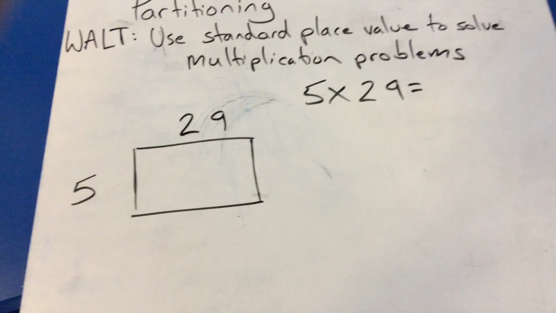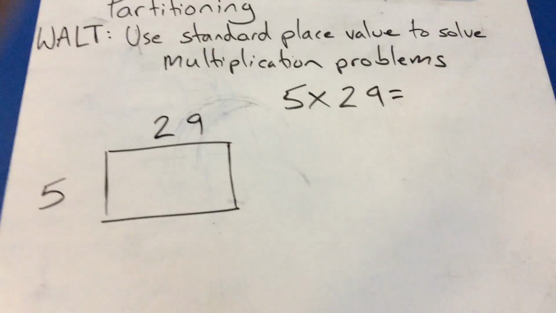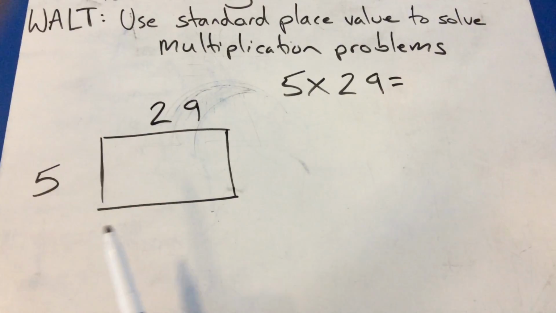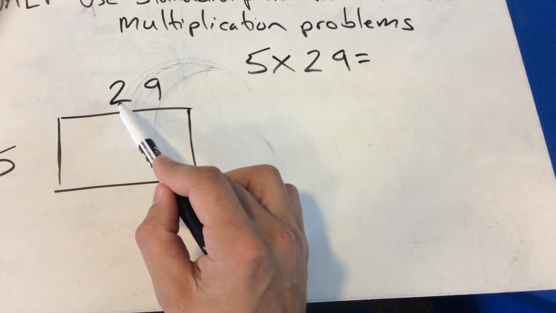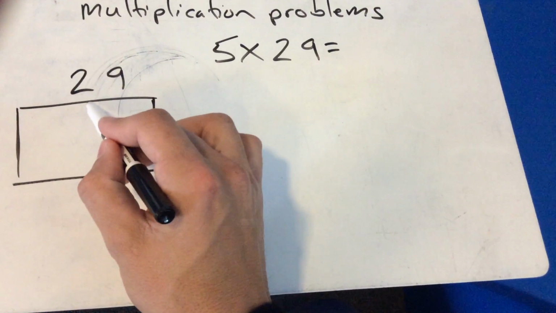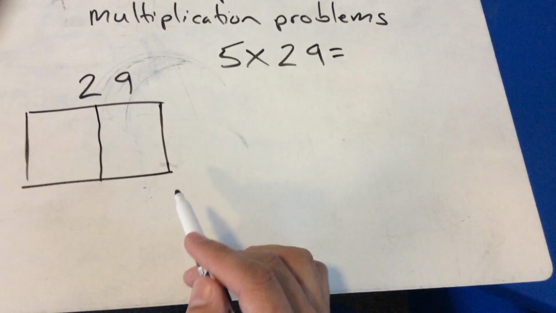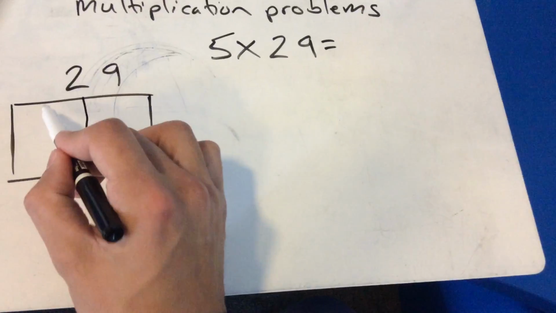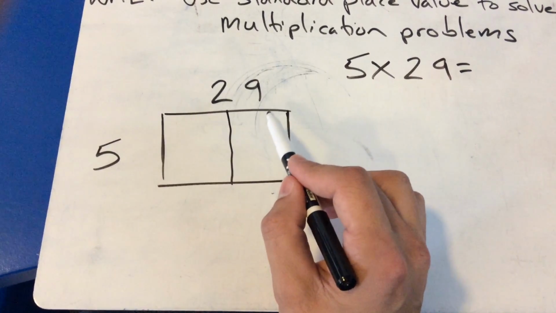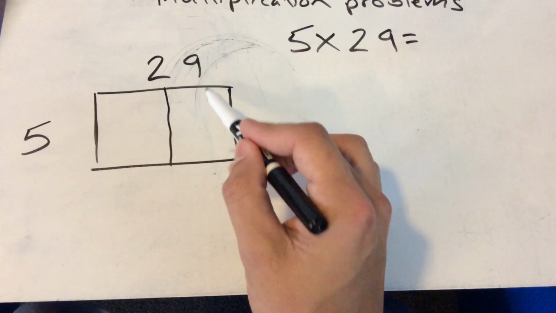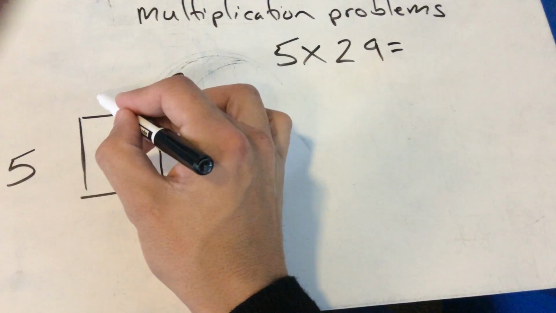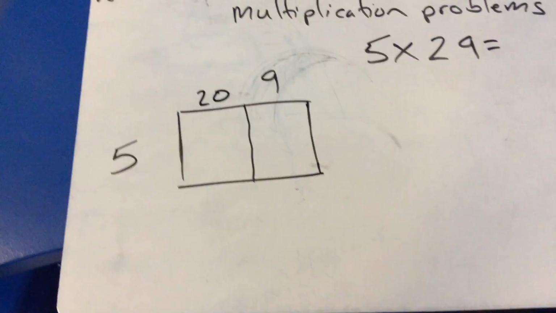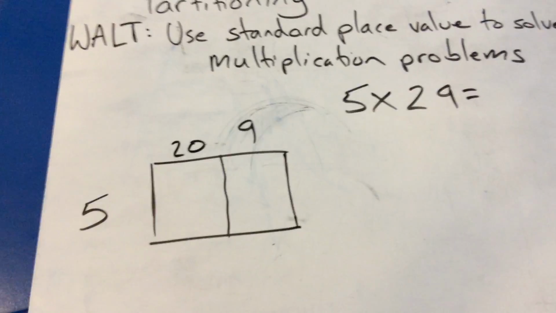Now, using our standard place value, we're looking at splitting our 29 into its standard place value amounts. So the 2, that is in the tens column, so that is 20. So if I divide my box here, I'm going to make this side my tens, and this side my ones. Okay, so my 9's going to be working on here, and my 2, which is actually a 20, is going to be on that side. So I've broken 29 into 20 and 9.